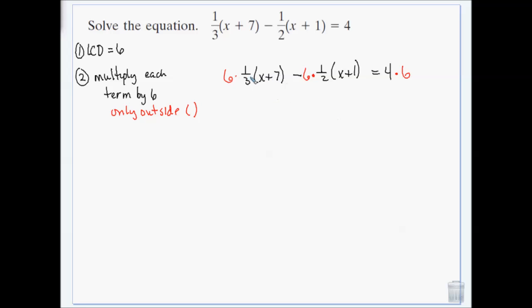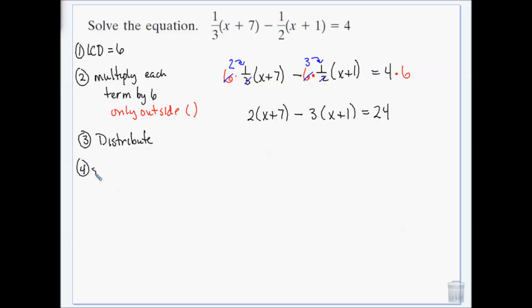So 6 goes into 3 twice, and 2 times 1 is 2. And 2 goes into 6 3 times, and 3 times 1 is 3. And that's so much prettier. Then I'll distribute. And then I'm just going to write solve as normal, because we already wrote down the steps for this.